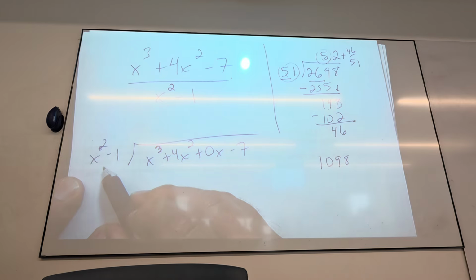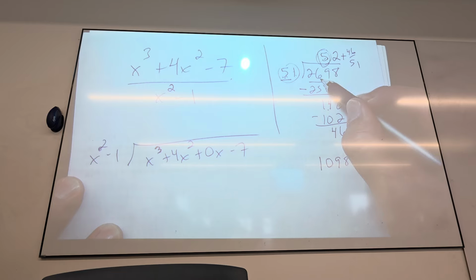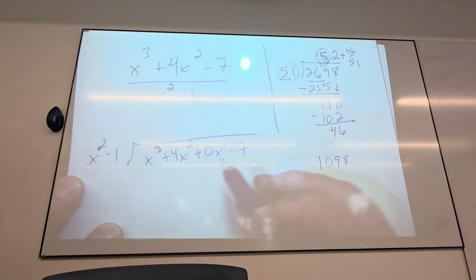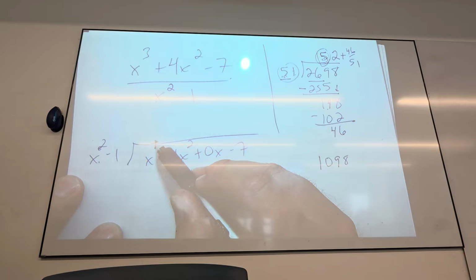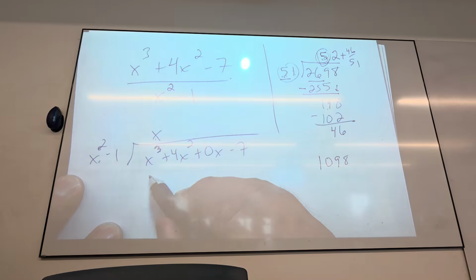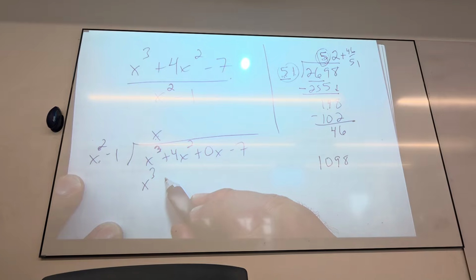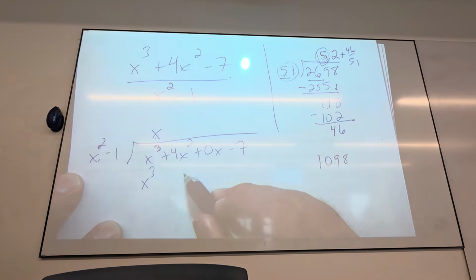So how did I get a 5 here? 5 times what is 26? 5 roughly, right? So x squared times what is x cubed? X. X times x squared is x cubed. X times negative 1 is negative 1x. Now, where am I going to put negative 1x, do you think? I'm going to put it here? No. That would make no sense.